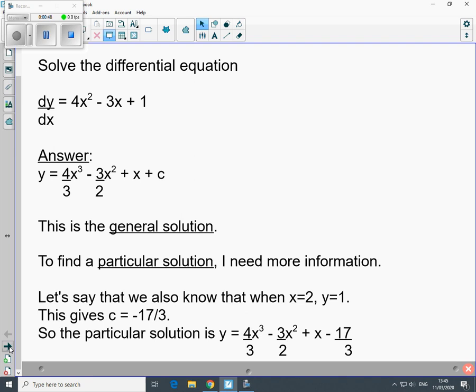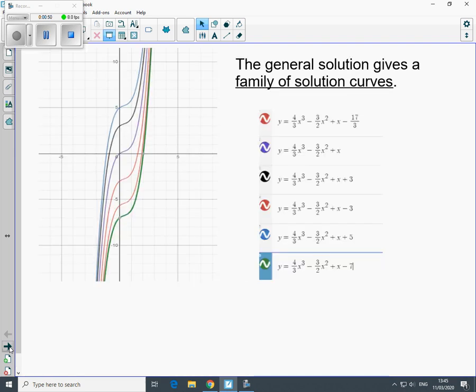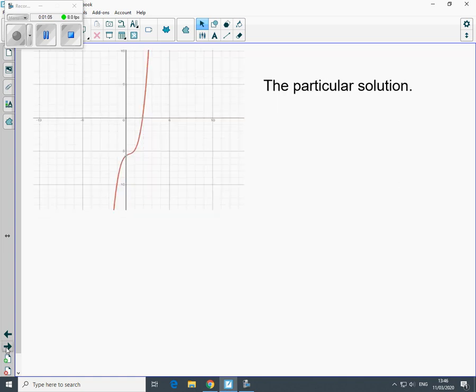For the general solution, here we have a family of solution curves, so a variety of values of c have been taken. Whereas for the particular solution, we use c as minus 17 over 3, and that will give us that one single graph.